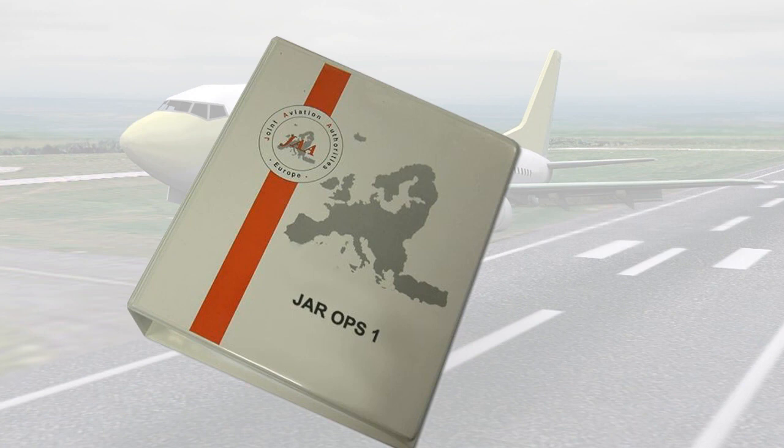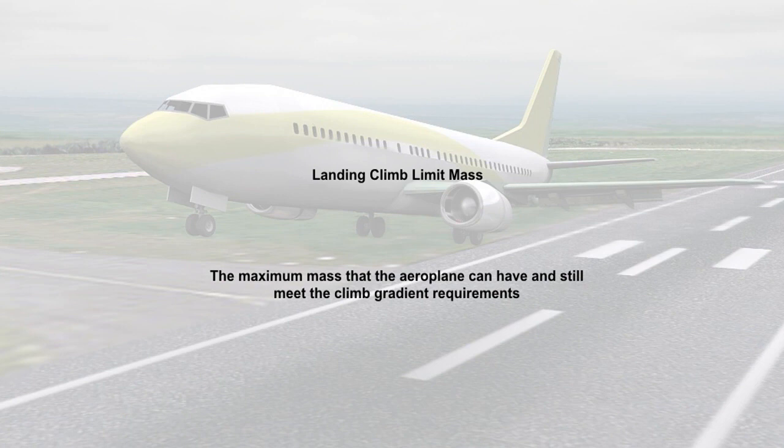JAROPS 1 more precisely describes the climb requirements by stating that the landing mass of the aeroplane must be such that the climb gradient requirements can be met. The maximum mass that the aeroplane can have and still meet the climb gradient requirements is called the landing climb limit mass or climb limit landing mass. Exceeding this mass means that the aeroplane will not be able to attain the climb gradient requirements.